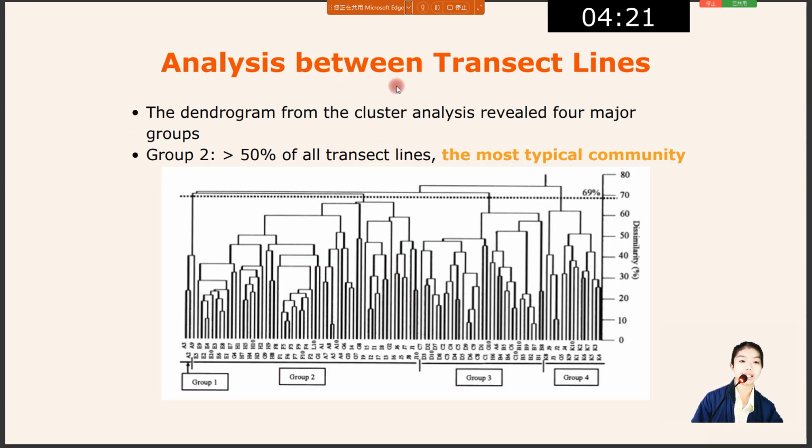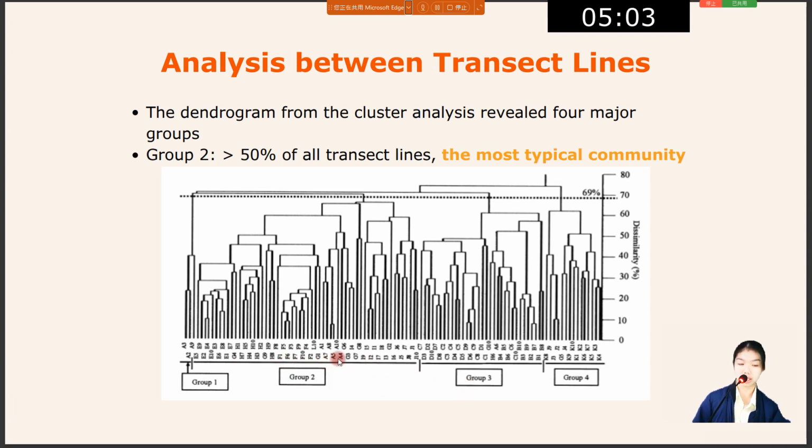Here we can see the analysis between the transect lines. On the x-axis here, there are groups 1, 2, 3, and 4. The y-axis here is the dissimilarities. If we split them at 69% dissimilarity, then we are able to see group 1 over here, group 2 over here, group 3 over here, and group 4 over here. Basically, we looked through 110 transect lines and found the similarities between them, and we would know that group 2 here is actually the most typical community.